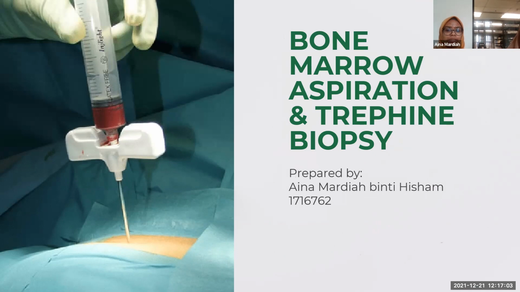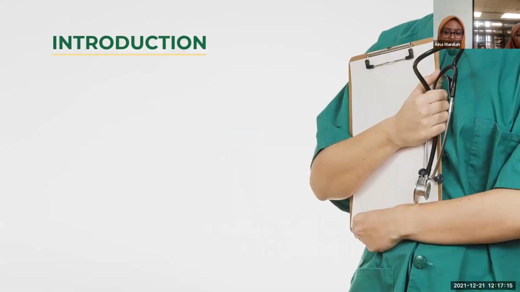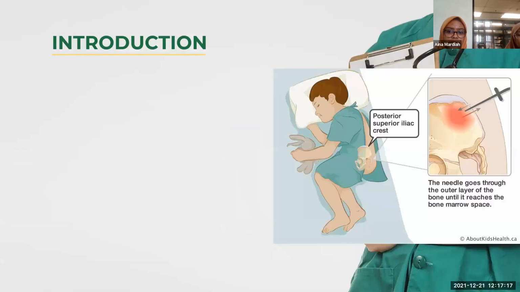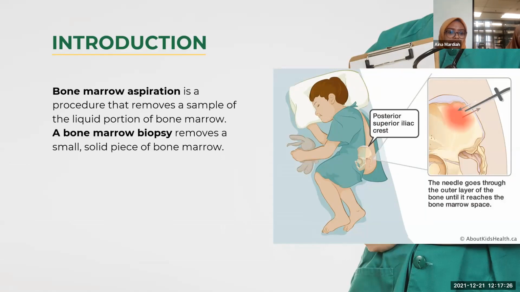So I'll continue with bone marrow aspiration and trephine biopsy. Here is my table of contents. I'll start with the introduction, then methodology, followed by a video. For the introduction, bone marrow aspiration is a procedure that removes a sample of the liquid portion from the bone marrow. And trephine biopsy removes a small solid piece of bone marrow.